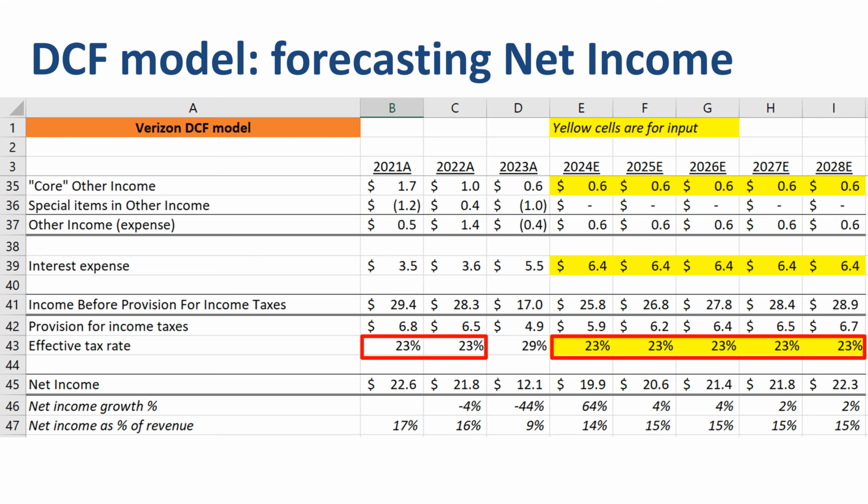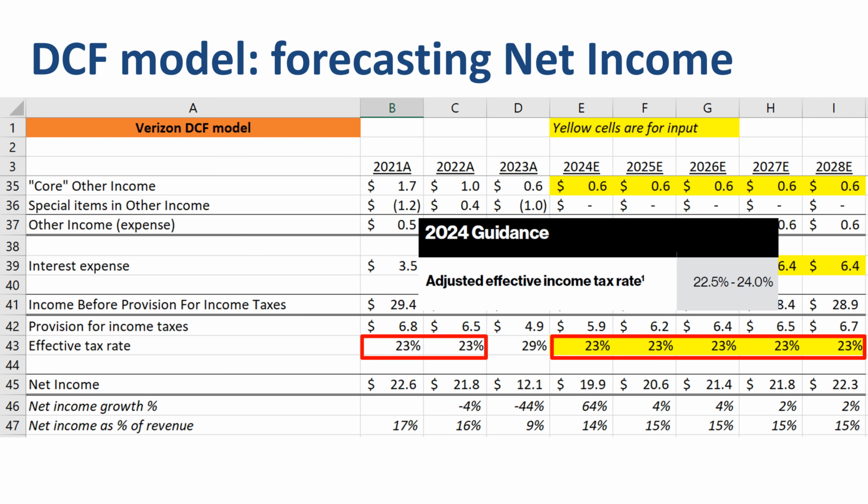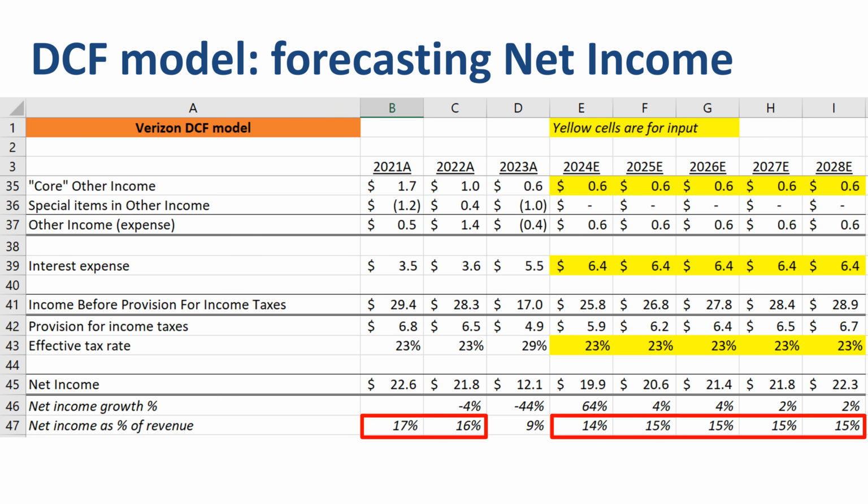Forecasting the effective tax rate. Putting in 23% for the 5 years in the forecasting period is supported from two sides: the historical effective tax rate and the company's guidance. Net income as percentage of revenue. Just like the operating income percentage, this is not an input, but a very important outcome to check. At 14 to 15% of revenue, this is lower than the 2021-2022 actuals. So once again, I don't think the forecast looks overly aggressive here.